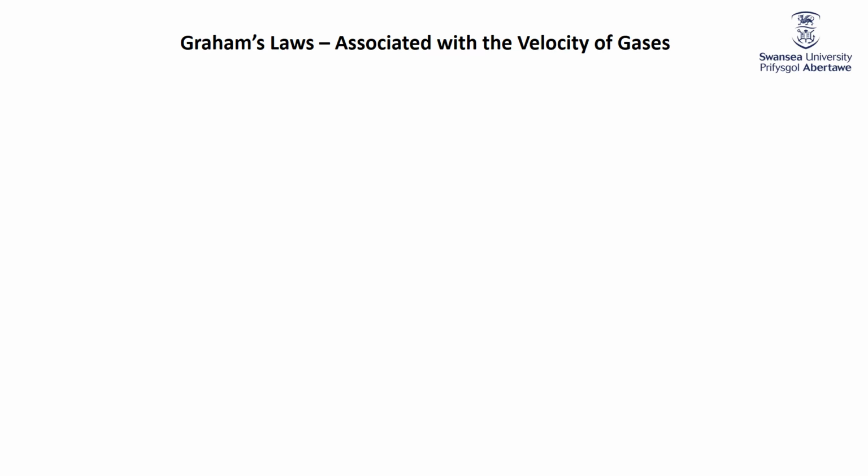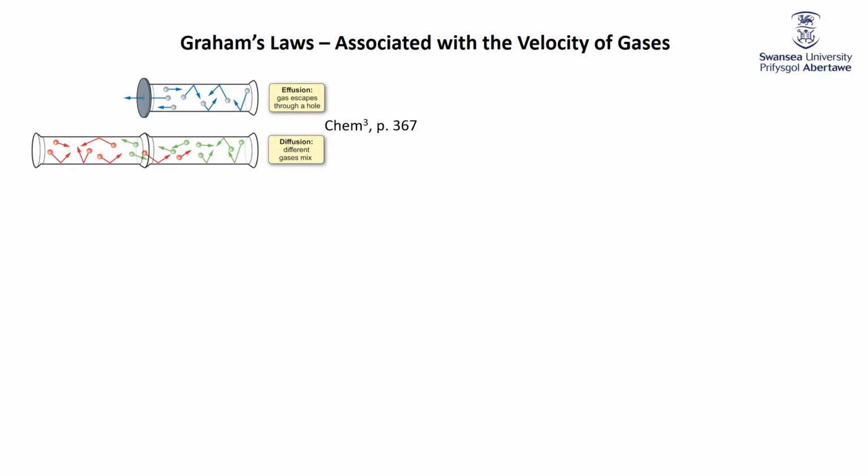Second extra law that we need to think about, associated with a chap called Graham, a Scottish scientist, and both of his laws are associated with the velocity of gases. As a peasant inorganic chemist, I don't actually know why they separate them. But anyway, there are two Graham's laws. One is to do with effusion and one with diffusion.